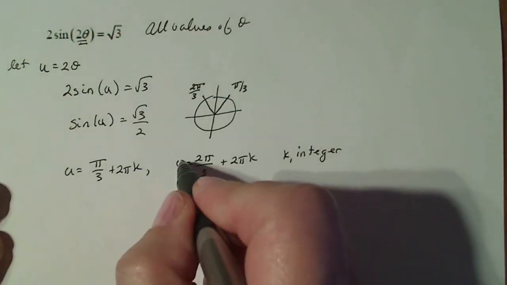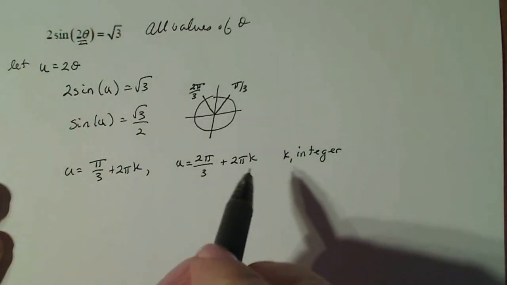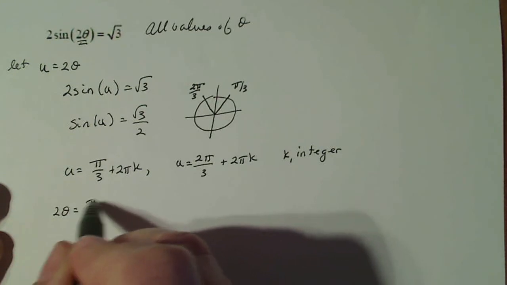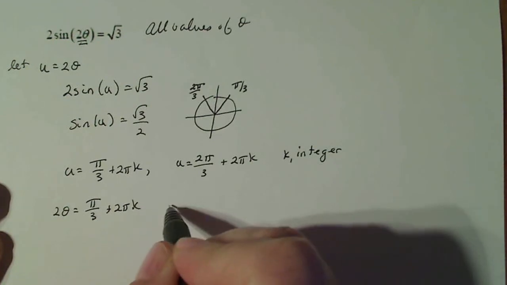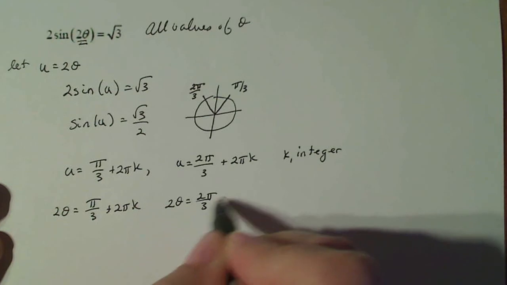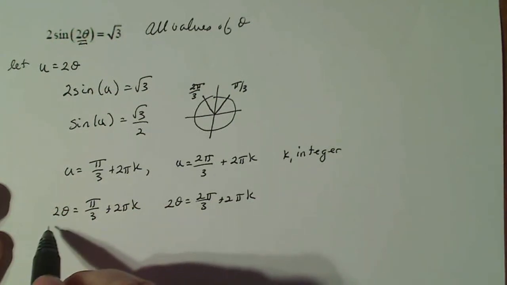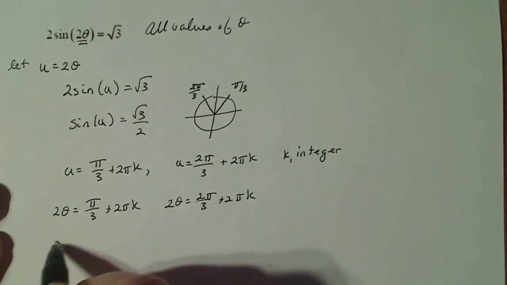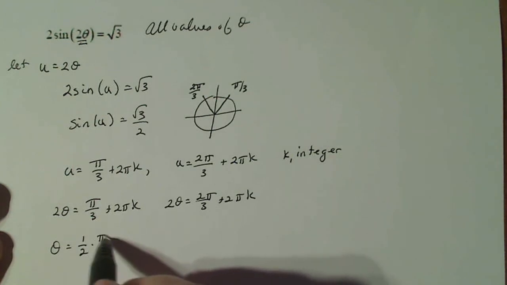Now, in the beginning, I needed to solve for theta, so I need to solve for theta in the end, not just u. So I'm going to substitute in 2 theta for u. I get 2 theta equals pi over 3 plus 2 pi k, and then 2 theta equals 2 pi over 3 plus 2 pi k. The last thing I want to do is divide by 2, or multiply everything by 1/2. I'm going to multiply by 1/2, because I have a fraction here and it's just a little easier.